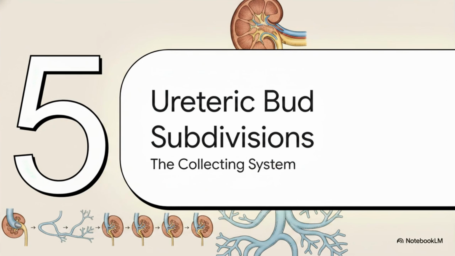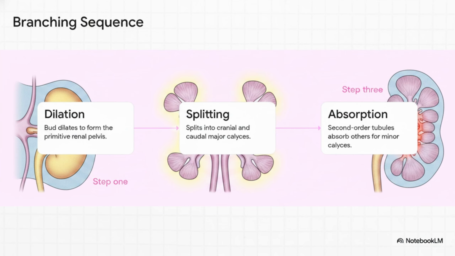And that leads us perfectly into section 5, ureteric bud subdivisions. You're going to want to watch this exact sequence of events because it's highly testable. The ureteric bud isn't just a static tube, right? Step 1, the bud first dilates to form the primitive renal pelvis. Step 2, this pelvis splits into distinct cranial and caudal portions, and these will become your future major calyces.